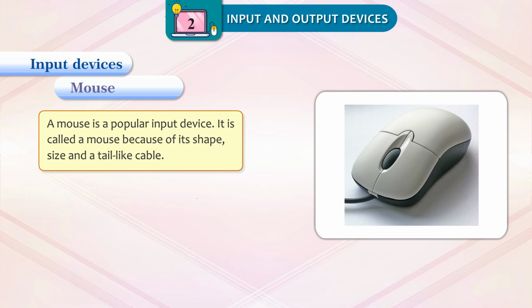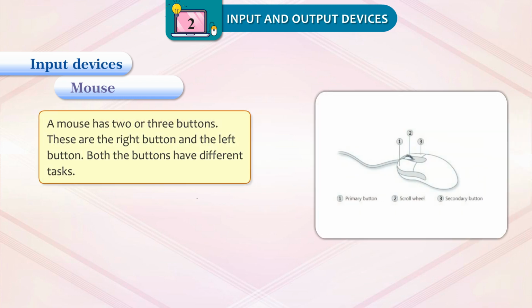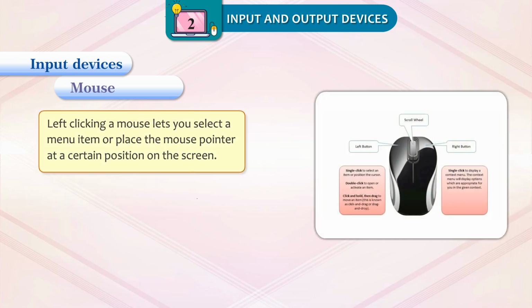A mouse is a popular input device. It is called a mouse because of its shape, size, and a tail-like cable. A mouse is also called a pointing device as it allows you to point to images on the screen and select and click items instead of typing commands. A mouse has 2 or 3 buttons. These are the right button and the left button. Both the buttons have different tasks.